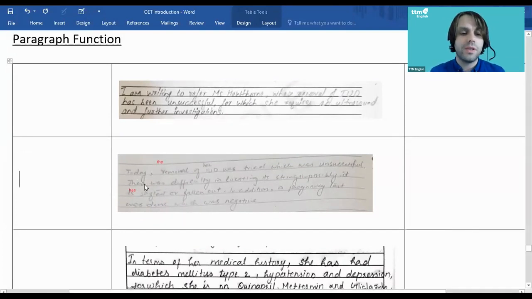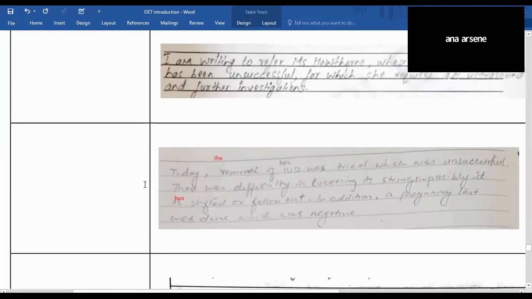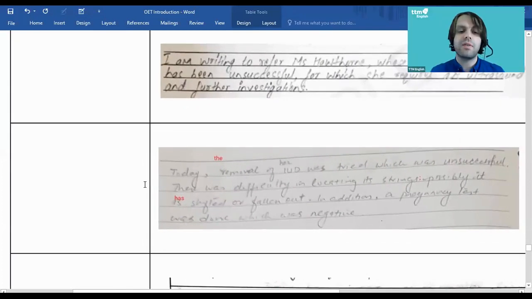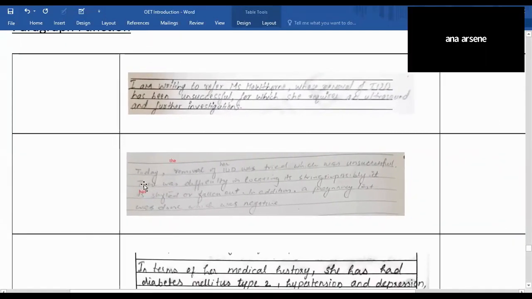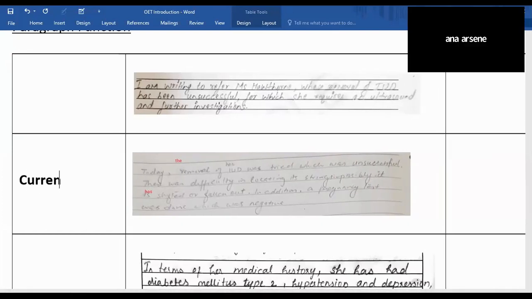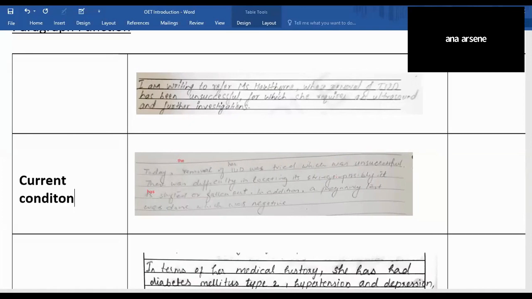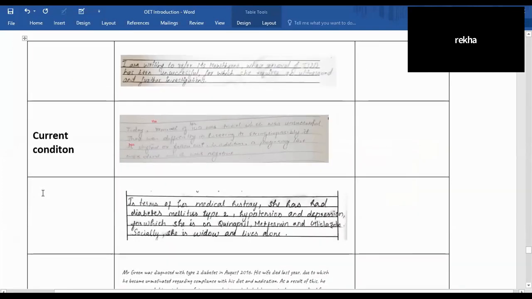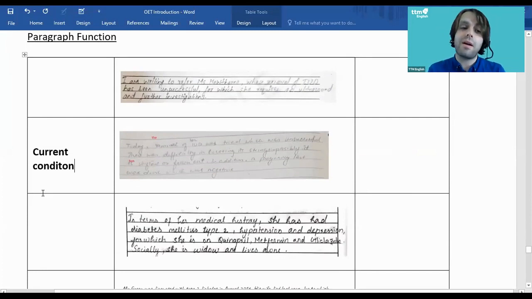What about this one? Today, the removal of variety was tried twice, which was successful. Story. It's kind of like a story in the past, right? But is it? I want to say that this is a slightly different paragraph, actually. If I'm only talking about today, I am kind of telling a story, but I'm also talking about the current situation, right? It might be useful to just separate that. So the function of that paragraph is, I'm just going to tell you about the today, right?